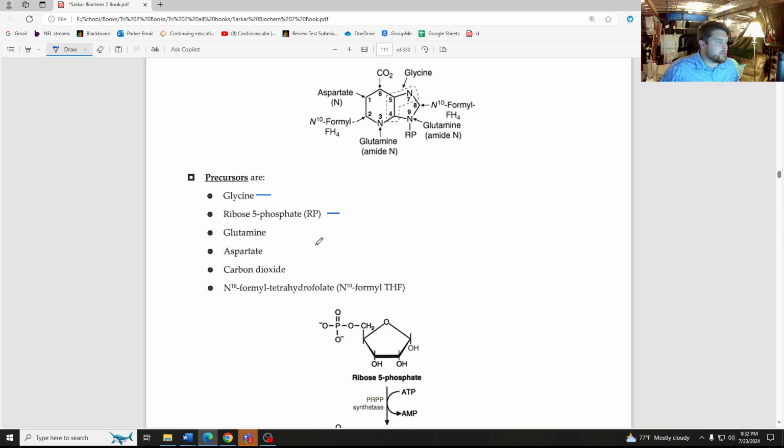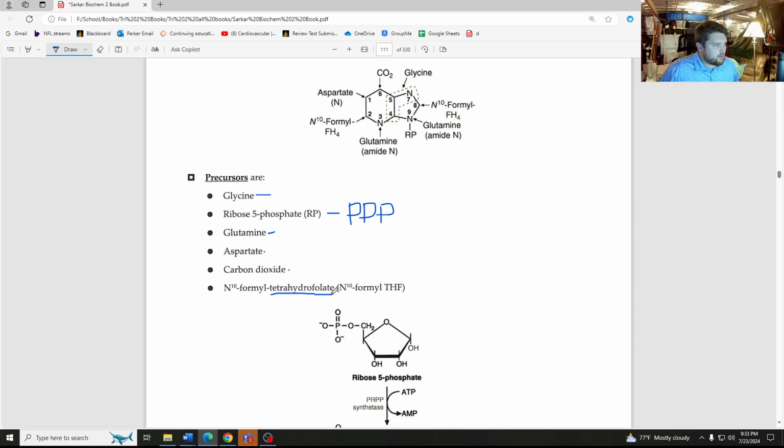Glycine, ribose 5-phosphate. Remember ribose 5-phosphate from our pentose phosphate pathway. We had broken all the way down. We got the NADPHs, we got the xylulose 5-phosphate, and then the xylulose 5-phosphate gets converted into ribose 5-phosphate. So we got all those. We need glutamine, we need aspartate, we need carbon dioxide, and we need N10 formyl tetrahydrofolate.